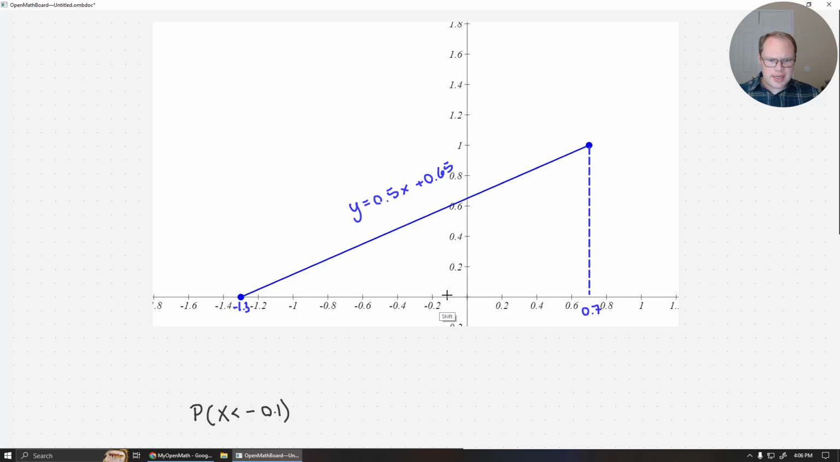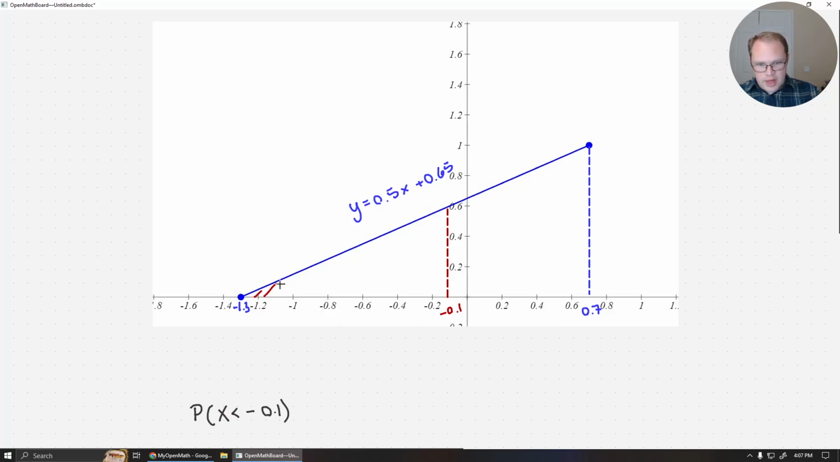So I'm going to first find negative 0.1. It's always a good idea to draw a little picture of the region you're looking for. It doesn't have to be exact. Mine looks very nice because I'm doing it on a computer, but a quick sketch will do. You just want it to give you the idea of what's going on here. Okay, so we found negative 0.1. We're interested in the values that are smaller than negative 0.1. Smaller values are to the left.